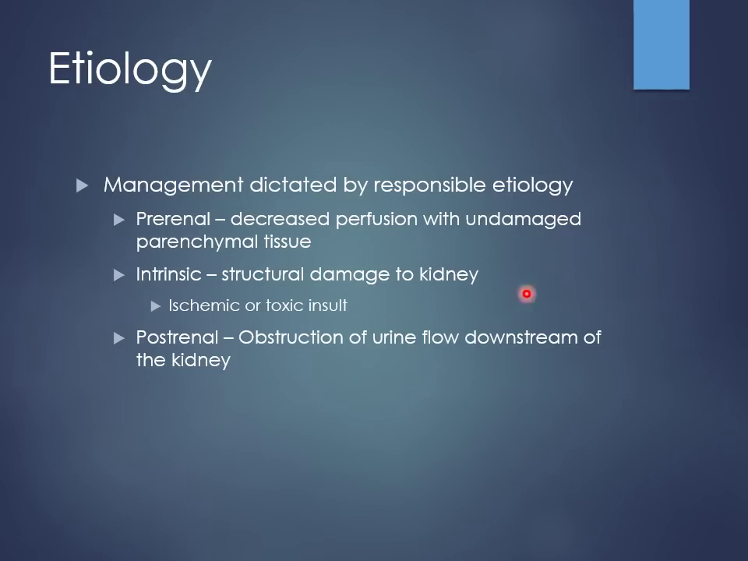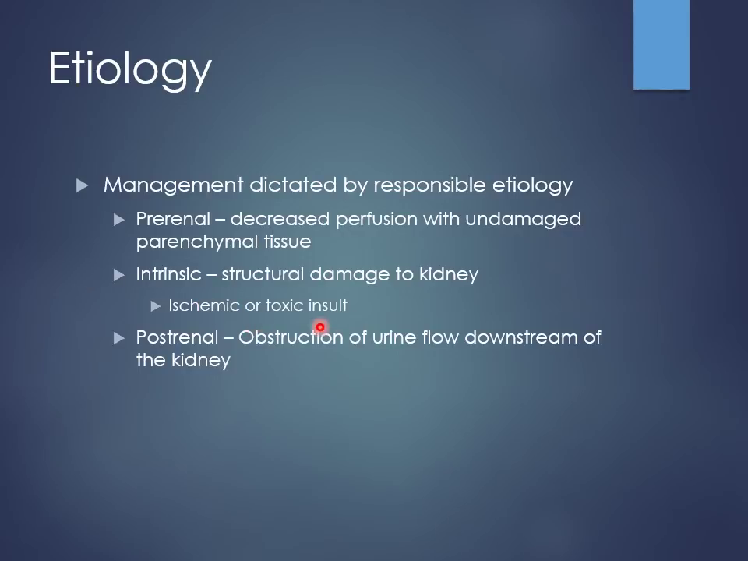Okay, so typically the management is going to be dictated by whatever the responsible etiology is. So you have to identify, is this more of a pre-renal kidney injury? Is it more of an intrinsic damage actually done to the kidney itself, or is it going to be a post-renal issue? Typically, if this is pre-renal, this means that we're having decreased perfusion of the kidneys. You can have this occur transiently and not really cause any actual damage to the kidneys themselves. The tissue is normally fine. However, if you have sustained pre-renal issues, this can develop into an intrinsic kidney injury. And this is where you actually have structural damage being done to the cells themselves.